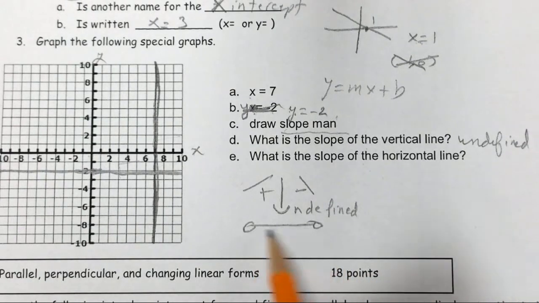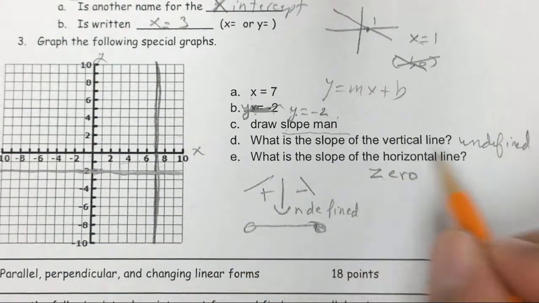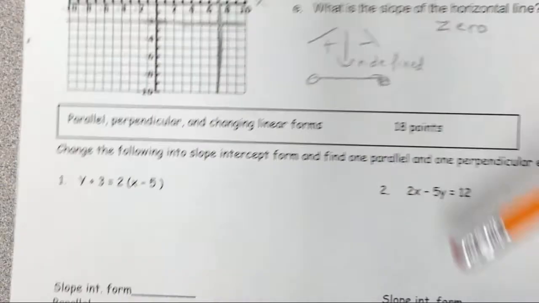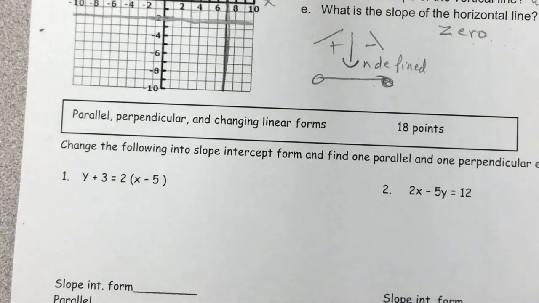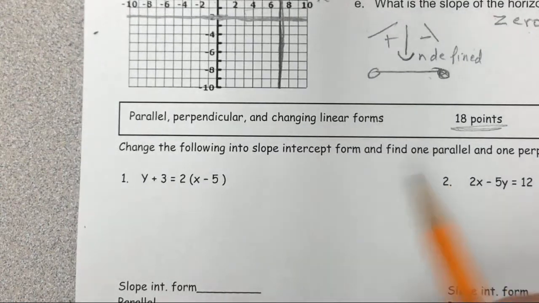Well, how about the horizontal line? Right there, that's your hint. The slope of a horizontal line is always 0. So these are not something you find by using rise over run. These are things you find by using this little picture to help you remember. Now, parallel, perpendicular, and changing linear forms is 18 points on the test. These are the fun ones.